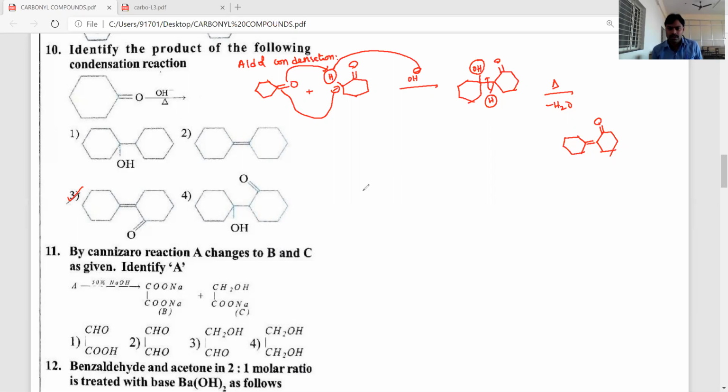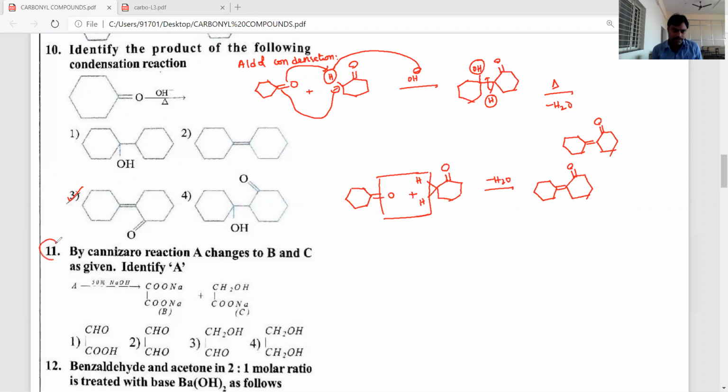If you want it directly, in aldol condensation, 2 moles of aldehydes or ketones containing alpha hydrogens react in the presence of base. Upon heating we get an alpha beta unsaturated carbonyl compound. This water molecule it will lose: 2 alpha hydrogens and a carbonyl group oxygen, loss of a water molecule. Then we get alpha beta unsaturated carbonyl compounds. Okay, so this is the product. This is the aldol reaction.